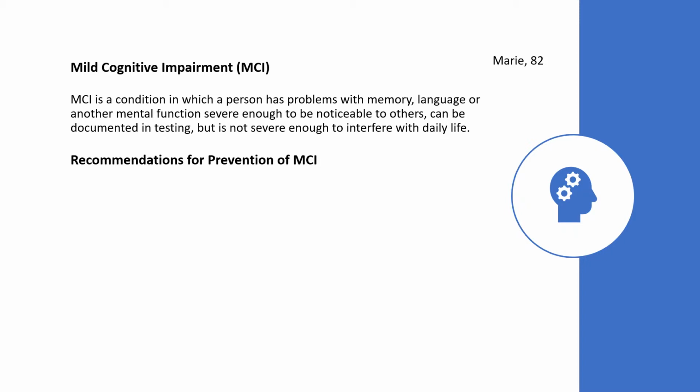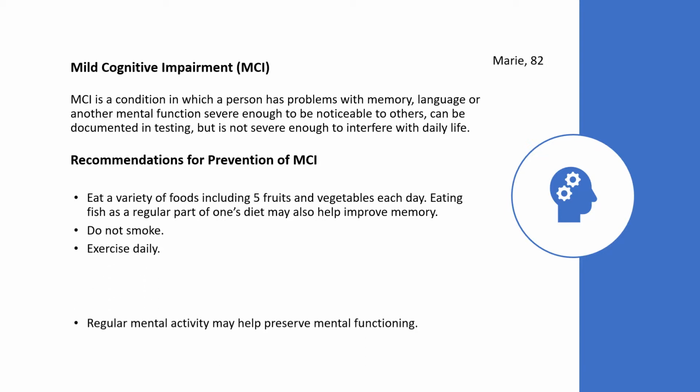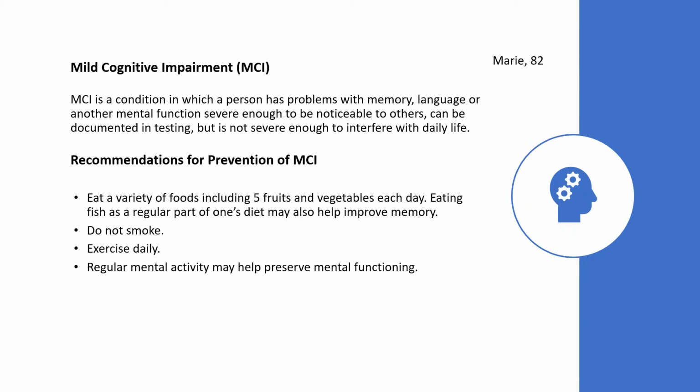Recommendations for prevention of MCI are the following: eat a variety of foods, including 5 fruits and vegetables each day. Eating fish as a regular part of one's diet may also help improve memory. Do not smoke. Exercise daily. Regular mental activity may help preserve mental functioning, and social contacts with family and friends may enhance preservation of cognitive functions.